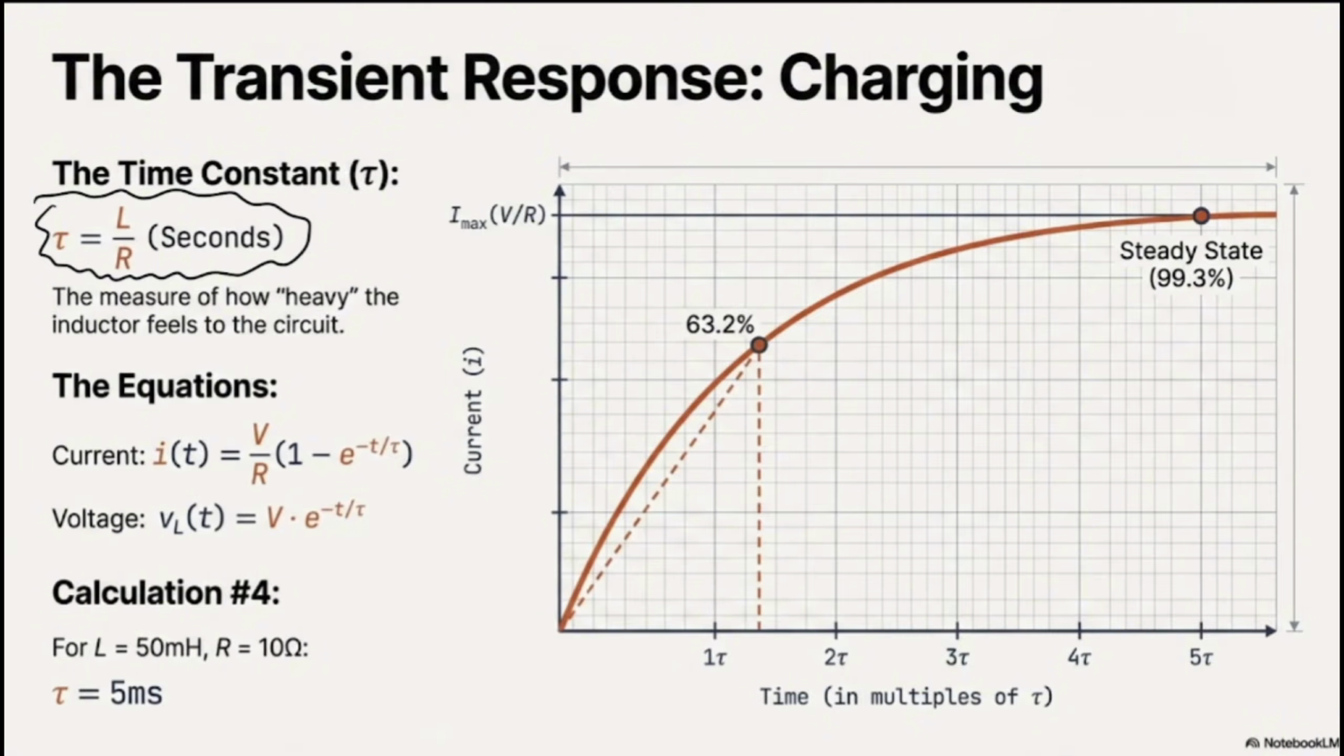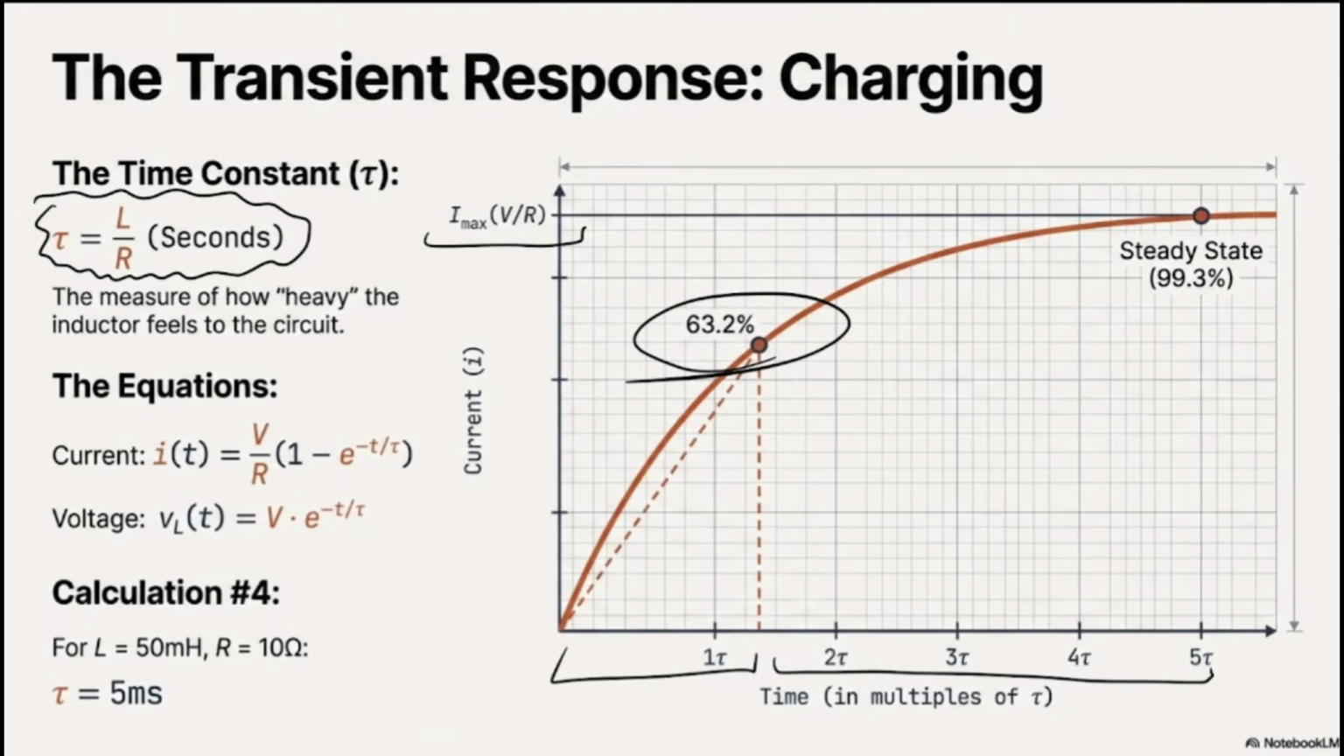Again, what was the definition of tau? Tau means how much time it takes for your inductor to get charged to 63.2% of its maximum. The maximum happens when your current is at its maximum, meaning your inductor is just a wire, a short circuit. After 5 tau, your inductor is almost fully charged, at 99.3%, which is very good.